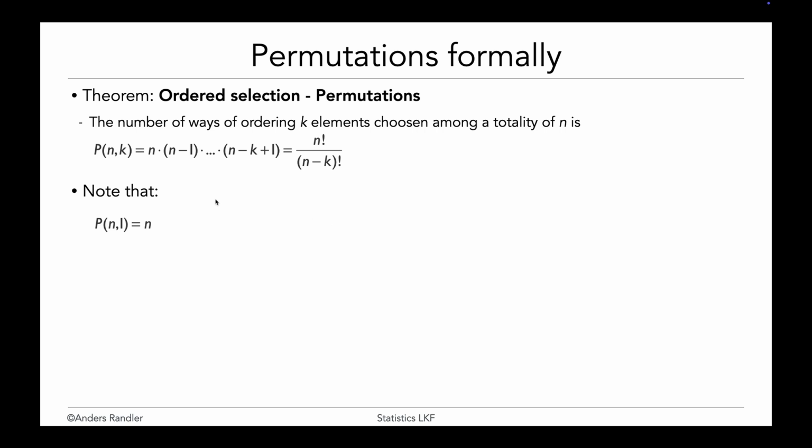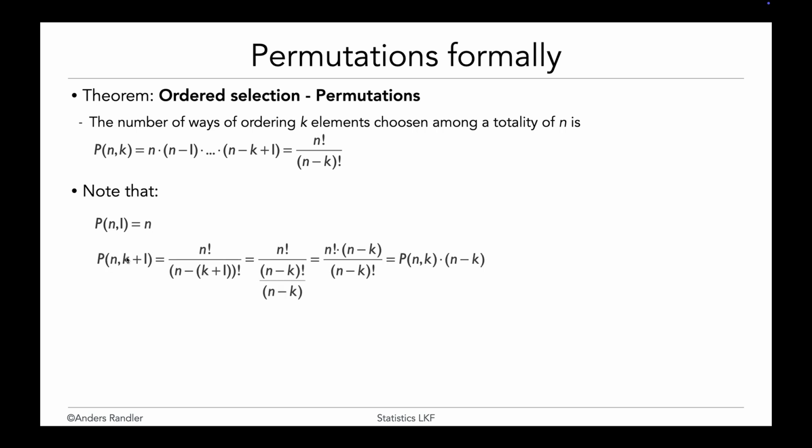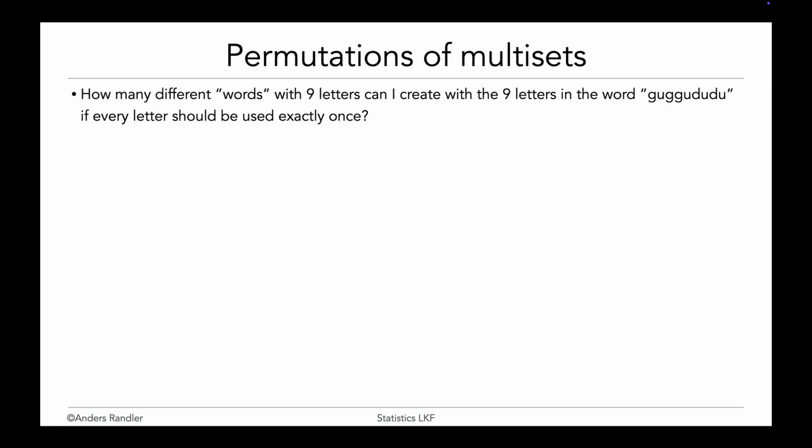Also note that if we want to pick one element from n, that can only be made in n ways. If we want to pick one more than k, by going through this really cumbersome process, we end up with the number of ways you can pick k elements times n minus k. You probably won't use this that many times. We have a kind of a special thing here.